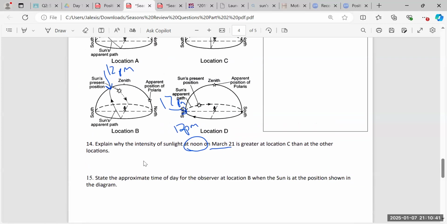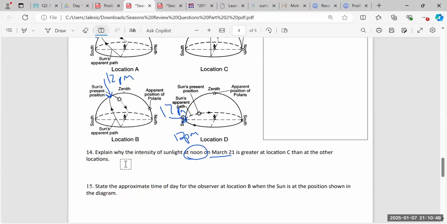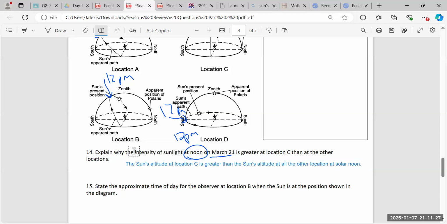So why is it that the intensity of sunlight at noon on March 21st is greater at location C? It's simply because the sun's altitude at location C is greater than the sun's altitude at all the other locations at solar noon. Remember, the intensity of sunlight is directly related to the altitude of the sun. The higher the altitude of the sun, the greater the intensity of sunlight.